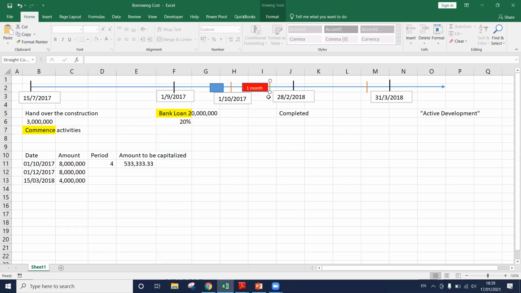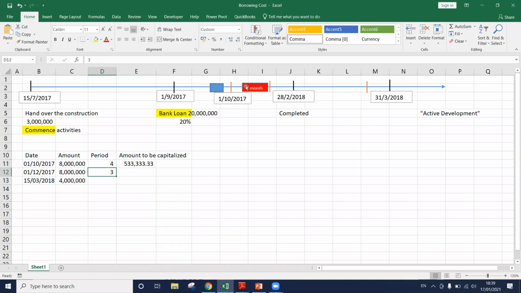For how many months? From 1st of December 2017 to 28th February 2018. How many months? 3 months. Like in the previous case, do we need to deduct one? Do we need to remove this month? Earlier it was done that way, right? From that date to that date there were 5 months, but due to bad weather active development was suspended for a month. We removed that month and did not capitalize the borrowing cost for it.